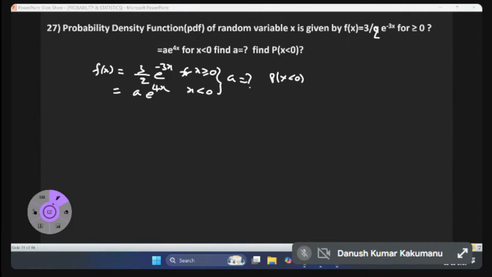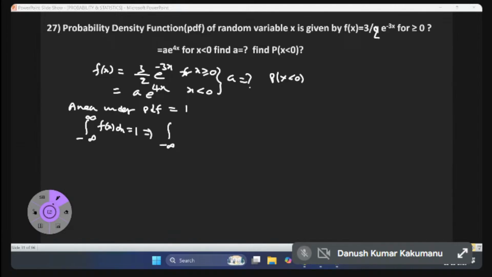First of all, how do we calculate the value of a? What is the logic we want to apply to find a? Area under the PDF is equal to 1. The integral from minus infinity to infinity of f of x dx is equal to 1. Yes or no? How do we break the limits here?